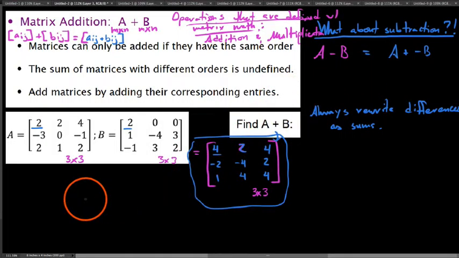And so in this particular instance, we're just going to look at it this way. We're going to say A, which would be 2, 2, 4, negative 3, 0, negative 1, and 2, 1, and 2.